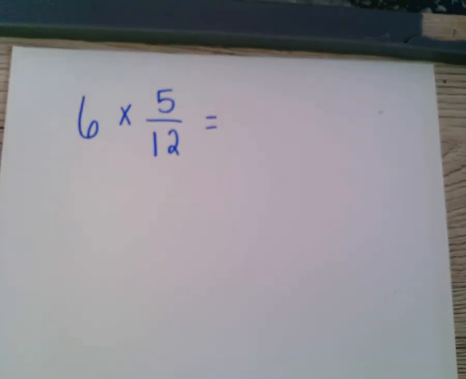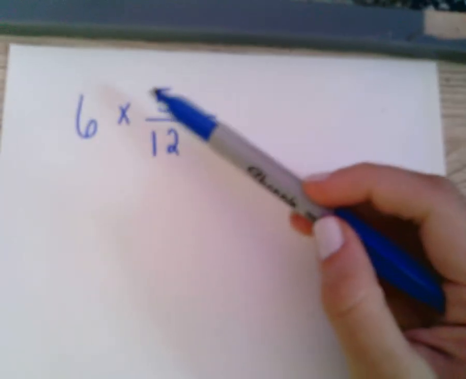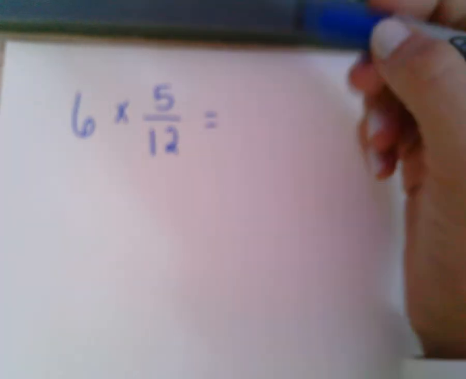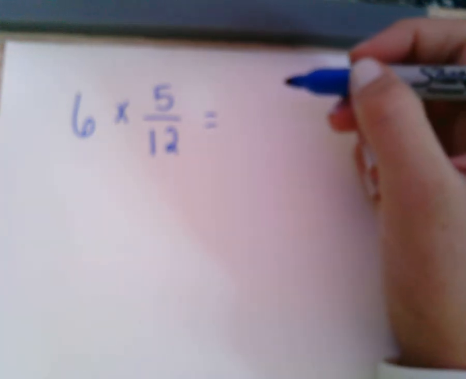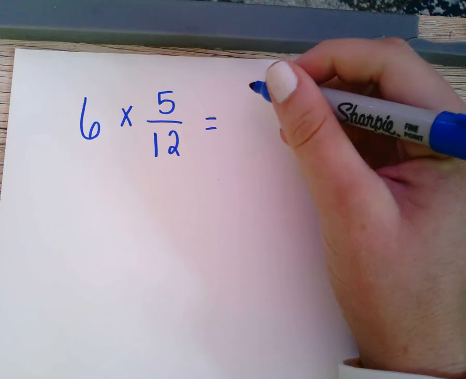So first, I want to start off with something that you already know. We have 6 times 5/12. So why don't you pause the video and write that down in your blue book. And when you come back, we'll be able to solve it. So we have our whole number times our numerator. We have 6 times 5, which gives us a total of 30/12.